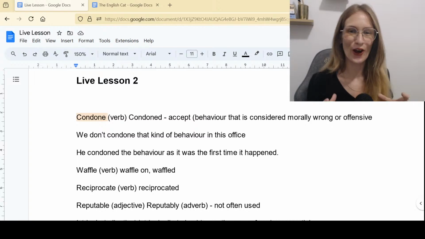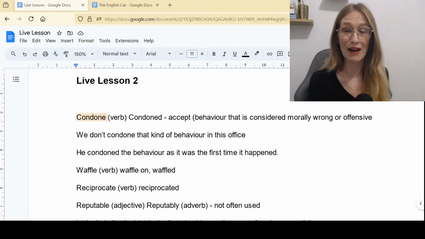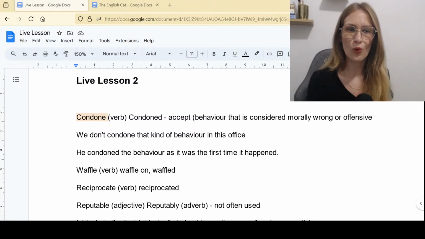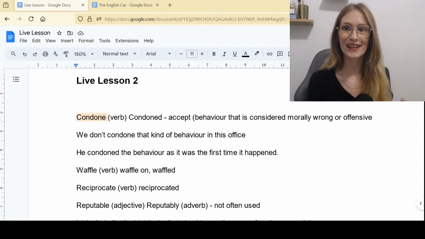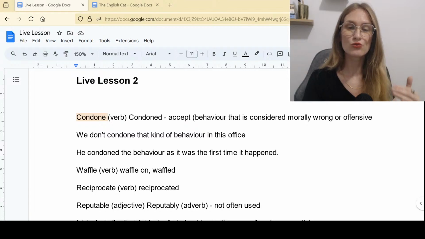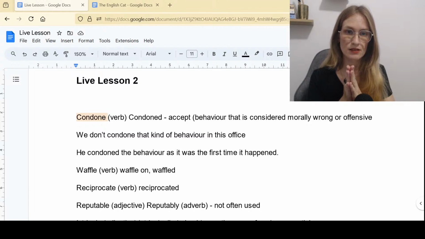Now, of course, you know that waffle is like a pancake, a sweet treat that you can eat in the morning for breakfast. Americans, Canadians like to eat waffles for breakfast. But what I'm talking about here with the verb waffle, or to waffle on, or waffling, is to talk for a long time about something and not get straight to the point.